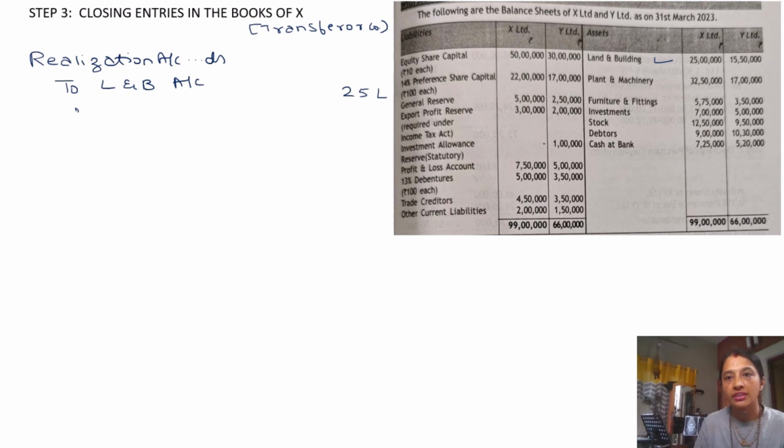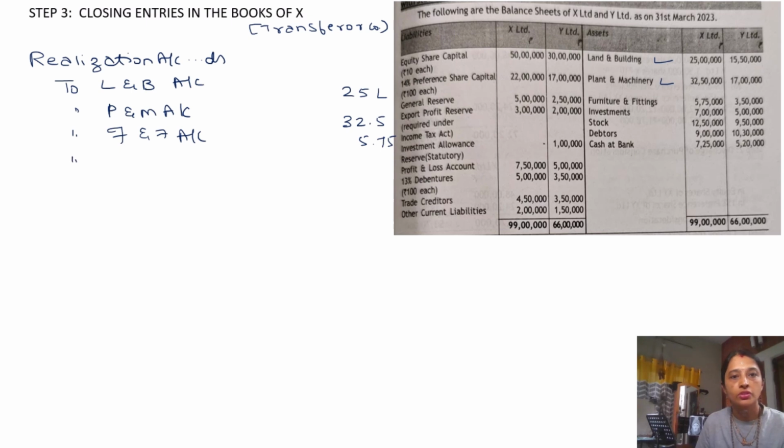The next asset is plant and machinery to plant and machinery account. Amount is 32.5. Then to furniture and fittings account. Amount is 5,75,000. Then to investments. I'm putting tick simultaneously to make sure that you don't miss out any assets. So to investments account, 7 lakhs.